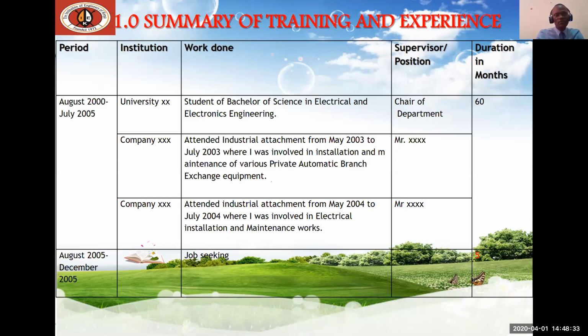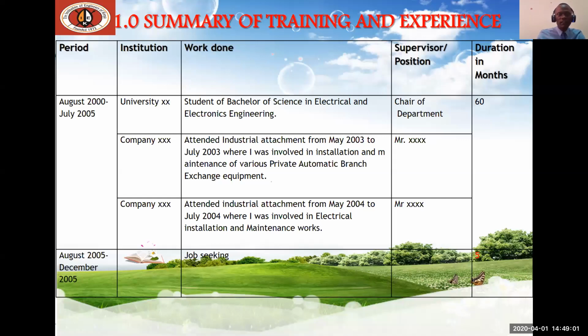When you're starting to document your training and experience report, it starts at the university. You can see the first row is on the university. So the period is the time you joined the university to the time you completed your university. For example, if you joined the university in 2000 and left in July 2005, the second column is the name of that university. So you just put the university's name in that second column.